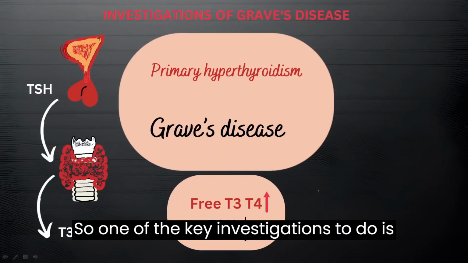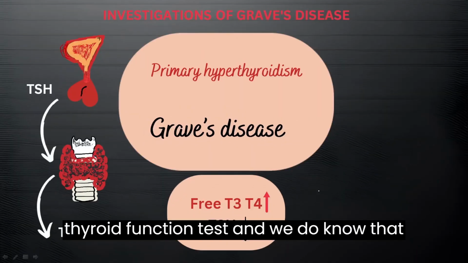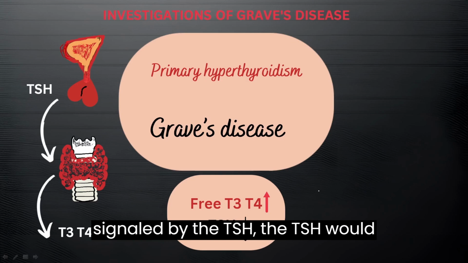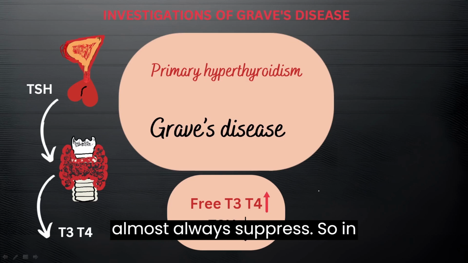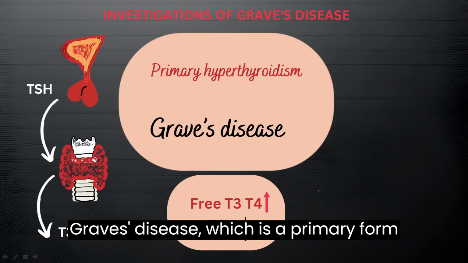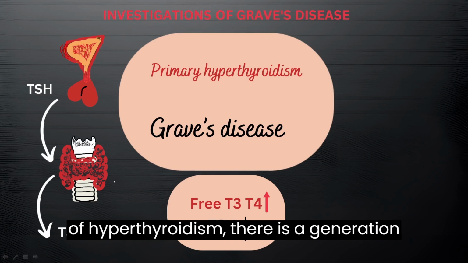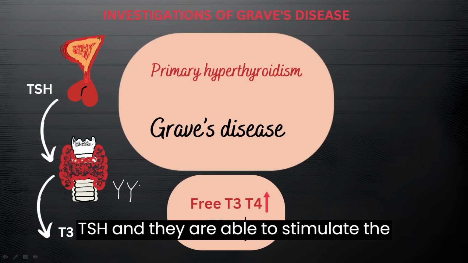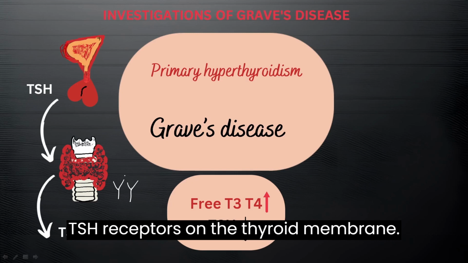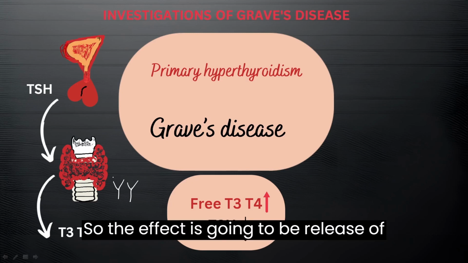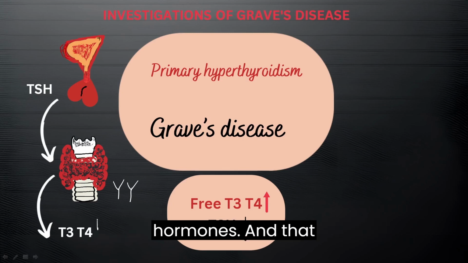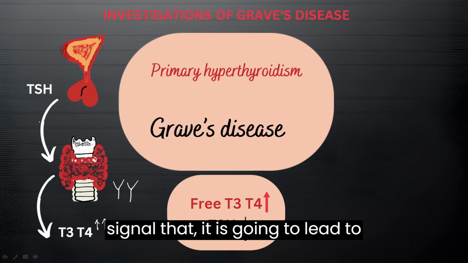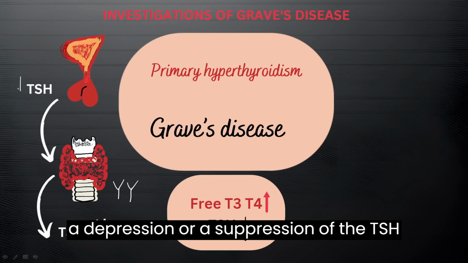So, one of the key investigations to do is a thyroid function test. And we do know that anytime there are excessive thyroid hormones and those hormones were not signaled by the TSH, the TSH would almost always be suppressed. So, in Graves' disease, which is a primary form of hyperthyroidism, there is a generation of antibodies. And these antibodies disguise themselves as the TSH and they are able to stimulate the TSH receptors on the thyroid membrane. So the effect is going to be release of hormones. And since TSH did not signal that, it is going to lead to a depression or a suppression of TSH.